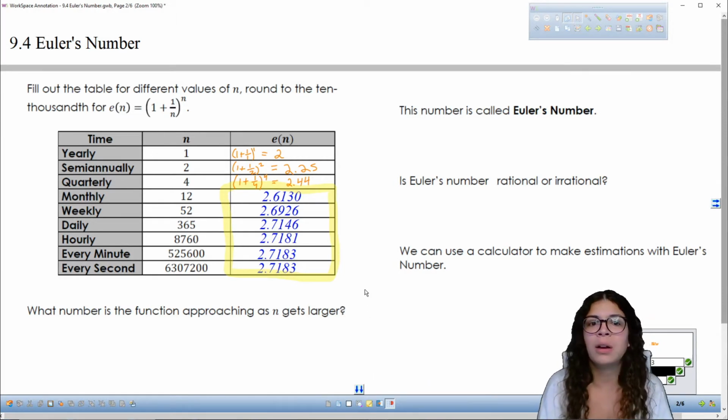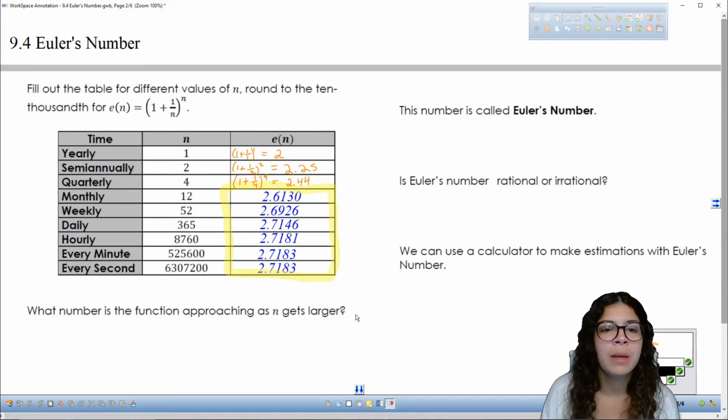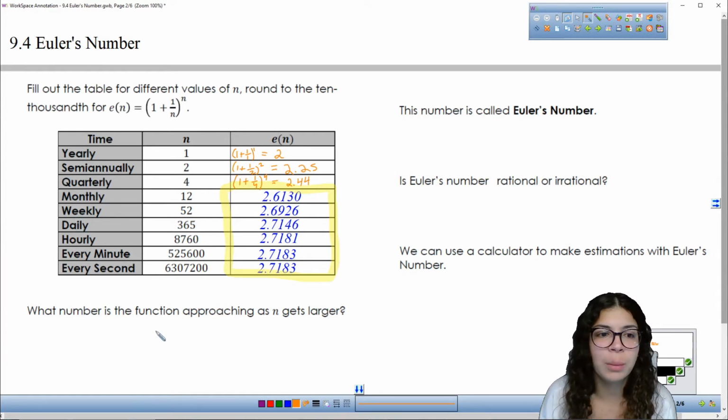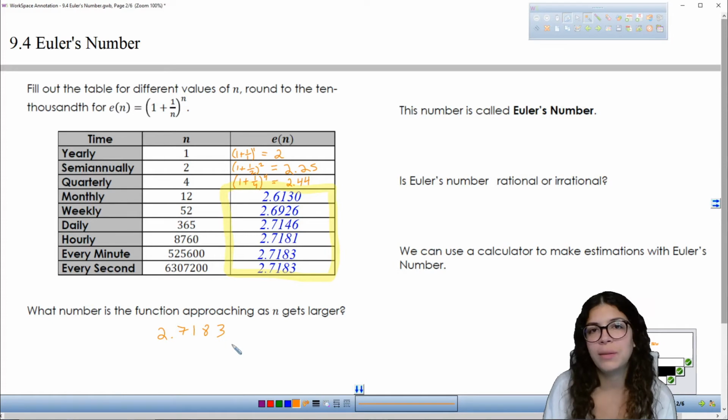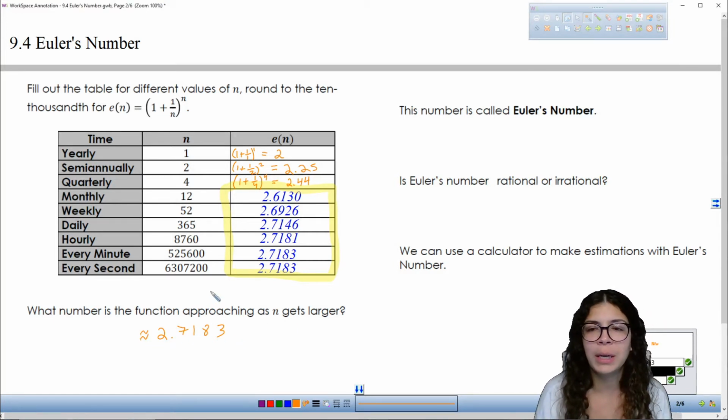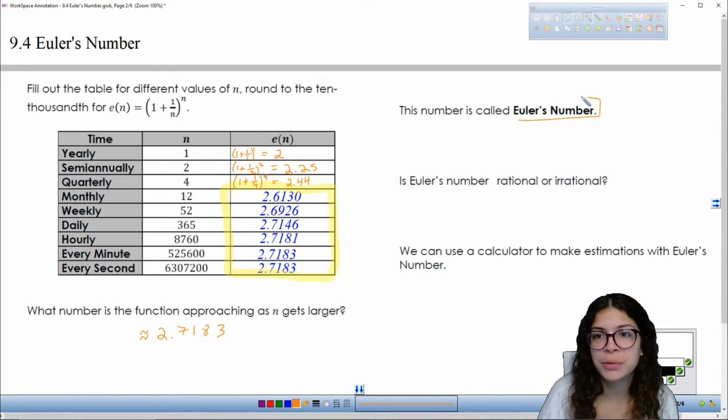2.7183. And of course, that's cutting it off at 4 decimal points. But what I want you to see is the function approaching infinity, right? If that n number gets larger and larger and larger, what output does the function approach? You see the last two, 2.71-ish, 2.7183. Now, this number, roughly 2.7183, is what is called Euler's number.